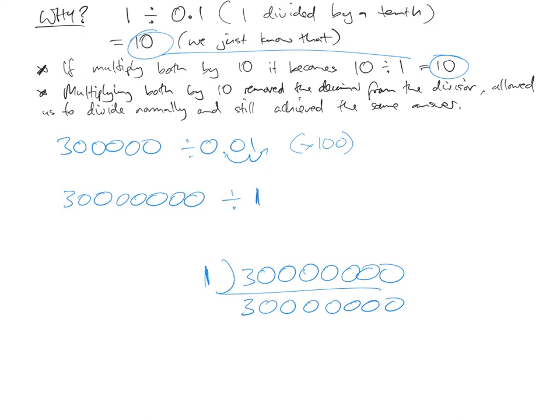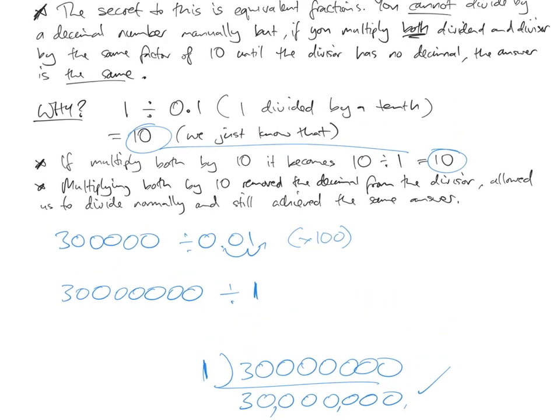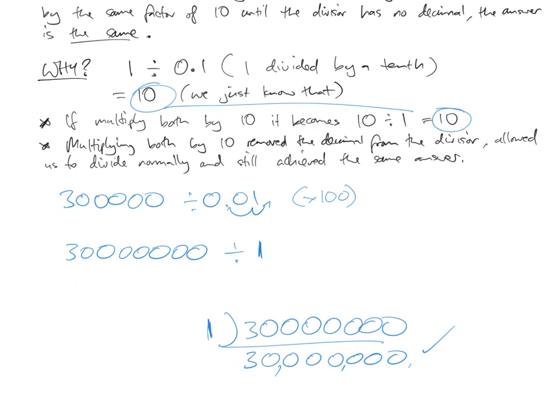So let's just double check that in the calculator. How many times does 0.01 fit into 300,000? 300,000 divided by 0.01. 30 million. Okay, so that is how you deal with dividing by a decimal number. You multiply it out by factors of 10 until there's no decimal point in the divisor.